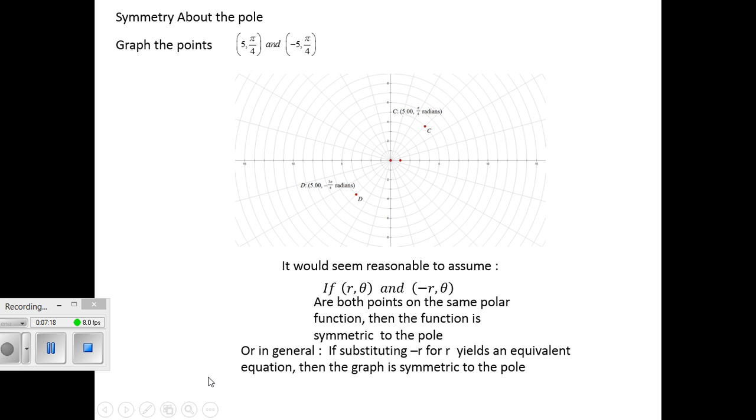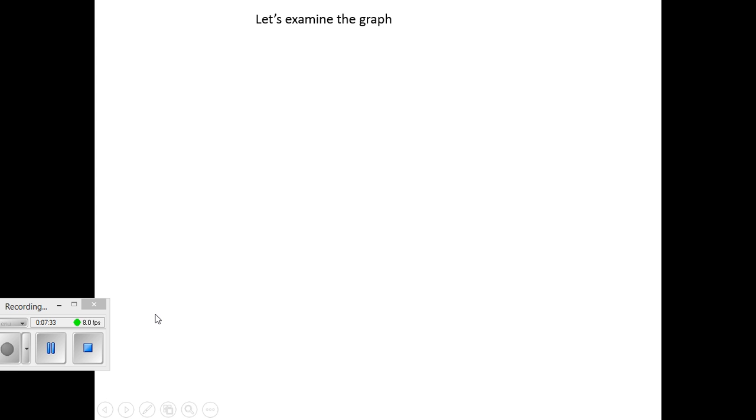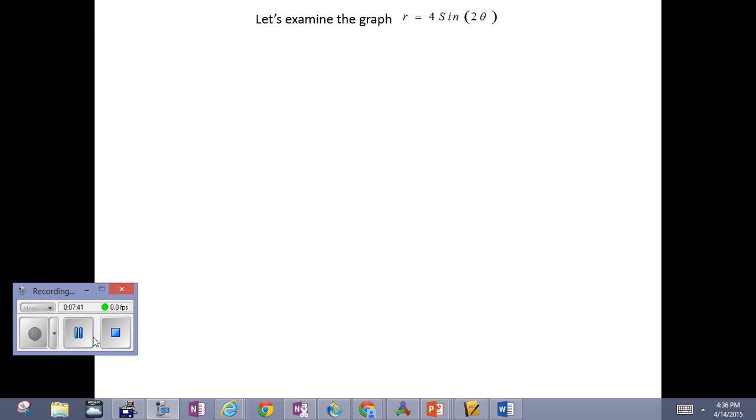And so that is a discussion of this so far. Again, if r theta and negative r theta are on the same function, then it is symmetric with respect to the pole. We will examine aspects of symmetry for particular functions in the forthcoming video. That'll do it for this.